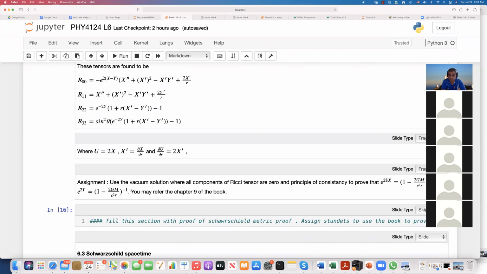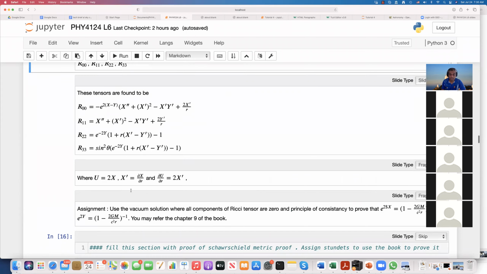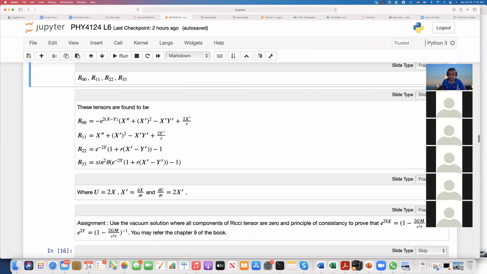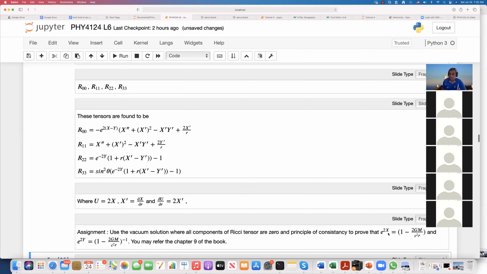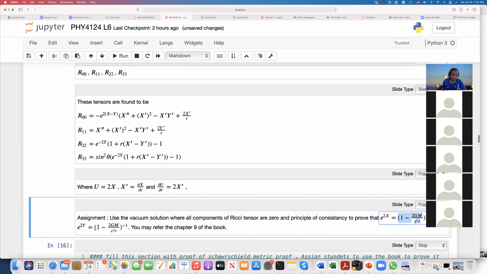an assignment for here. Use the vacuum solution where all components of the Ricci tensor are 0, and the principle of consistency to prove that, yes, there is a delta sign here. So I should remove, right? To prove that e to the power 2x will be equal to this component right here, and e to the power 2y will be equal to this component, right? And I have written here, you may refer to chapter 9 of the book because it has all this derivation, right? So I have taken all the information from that.